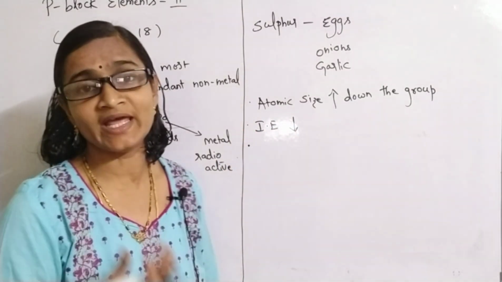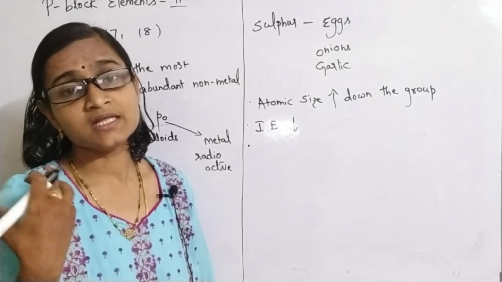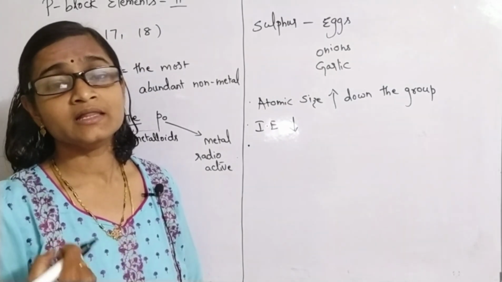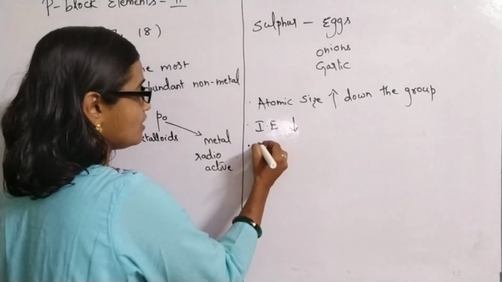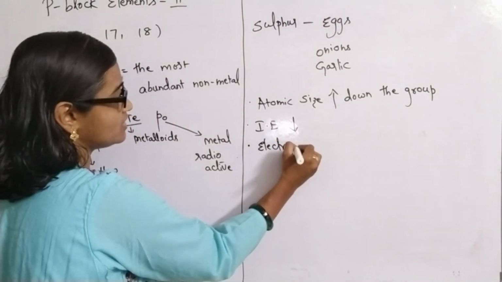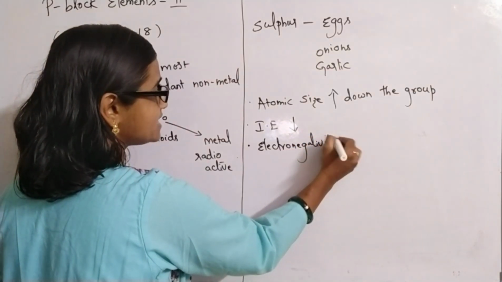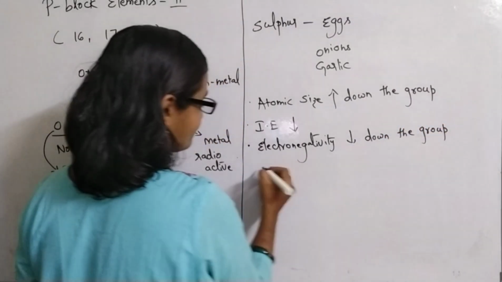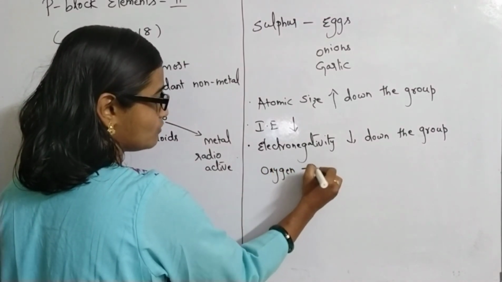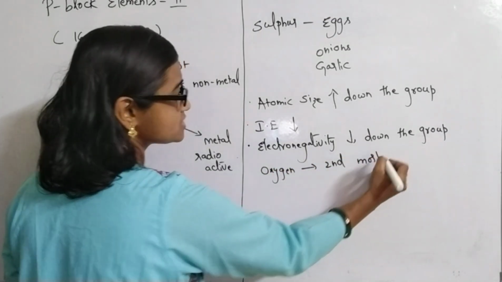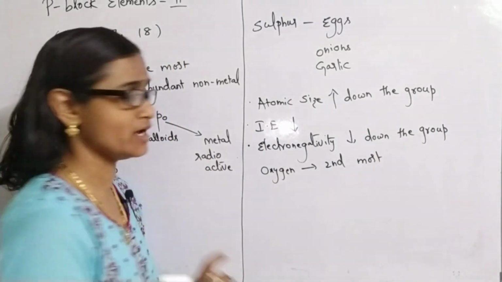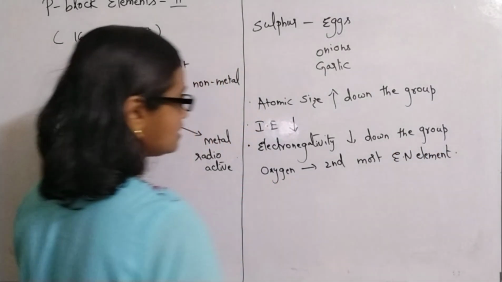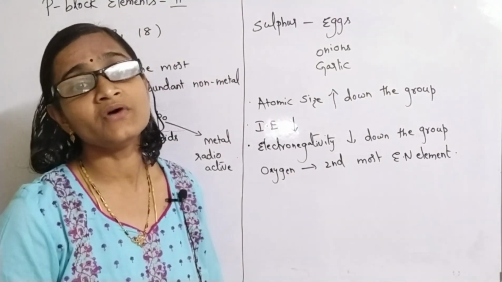And if you speak about electronegativity, oxygen is the second most electronegative element. The first most electronegative element is fluorine. Next to fluorine, the most electronegative element is what? Oxygen. So electronegativity decreases down the group. Oxygen is the second most electronegative element. The first most electronegative element is what? Fluorine. Please remember that point. So the electronegativity of oxygen plays a very important role in the formation of many compounds.